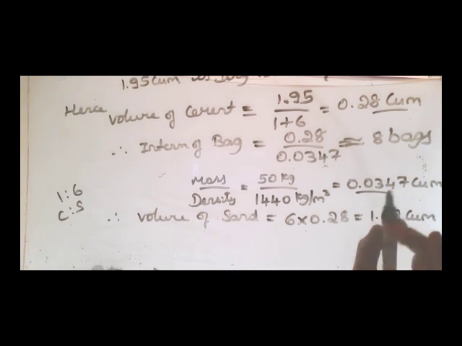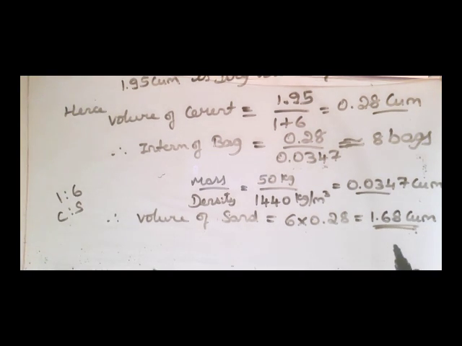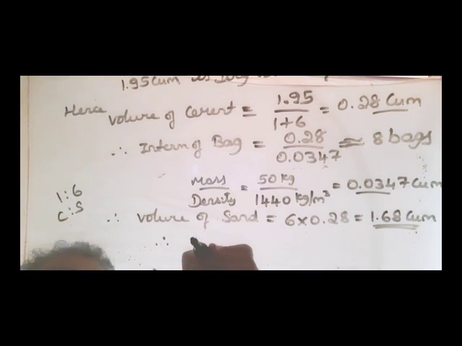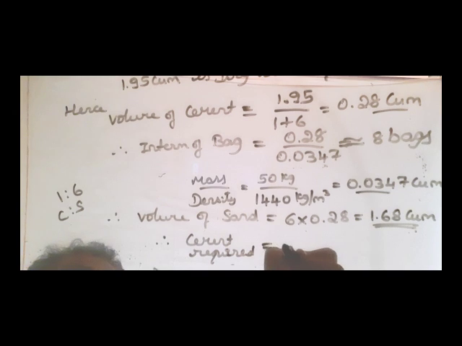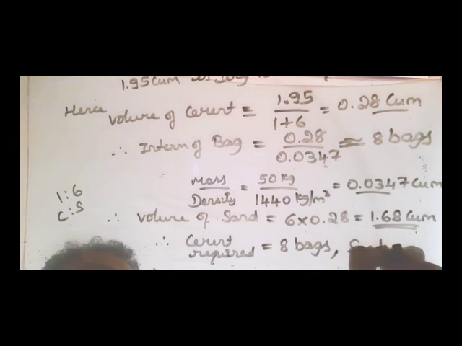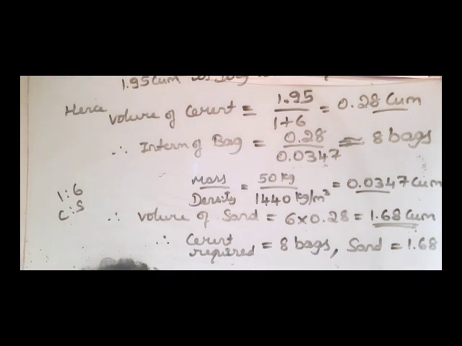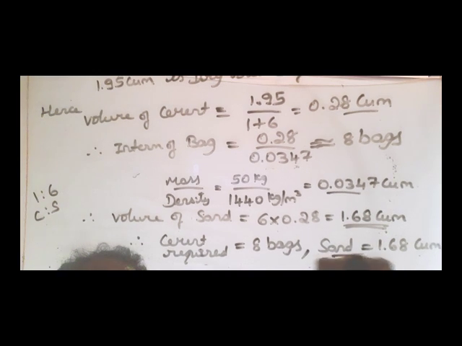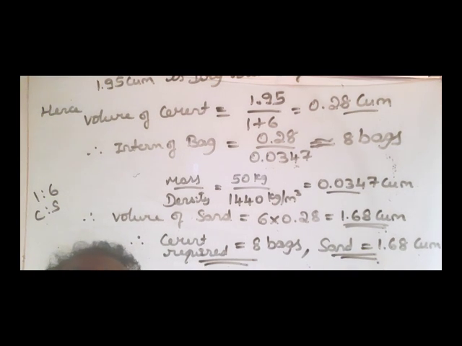So this is how you have to calculate the cement value and the sand value. Therefore, the cement required is almost 8 bags, right? Similarly, sand required is 1.68 cubic meter. So this is how we have to find the quantities. Thank you.